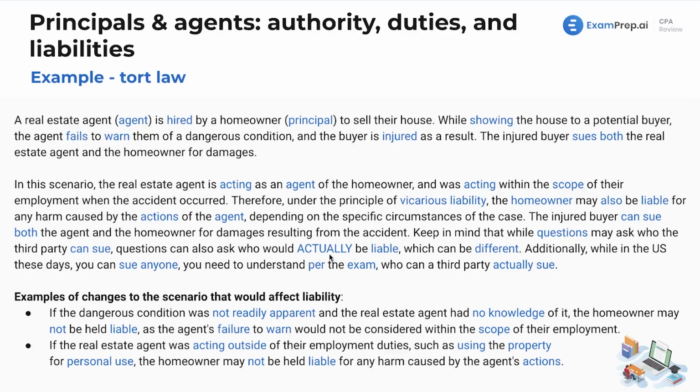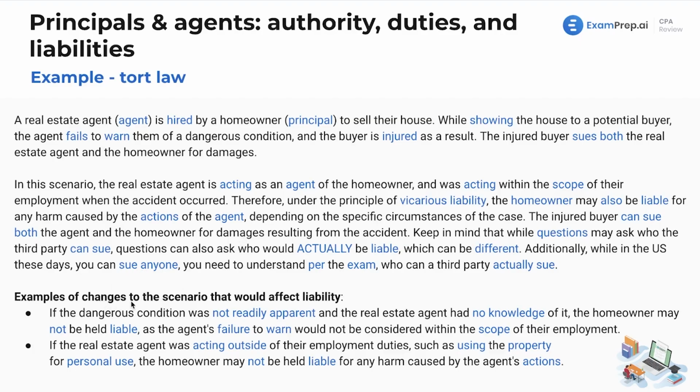But additionally, while in the US these days you can sue anyone, you need to understand for the exam, who can a third party actually sue? That is different. I've had a lot of people throughout the exam, throughout tutoring, say, hey, I've seen someone sue for more than that. Well, per the exam, who can actually sue and for what reason? That is a difference we will be seeing here as well. Now, in general, it's the homeowner's asset, the homeowner's house. So the homeowner probably should have been the one to put that up. Again, we will be giving a lot more examples, a lot more criteria within each of these.